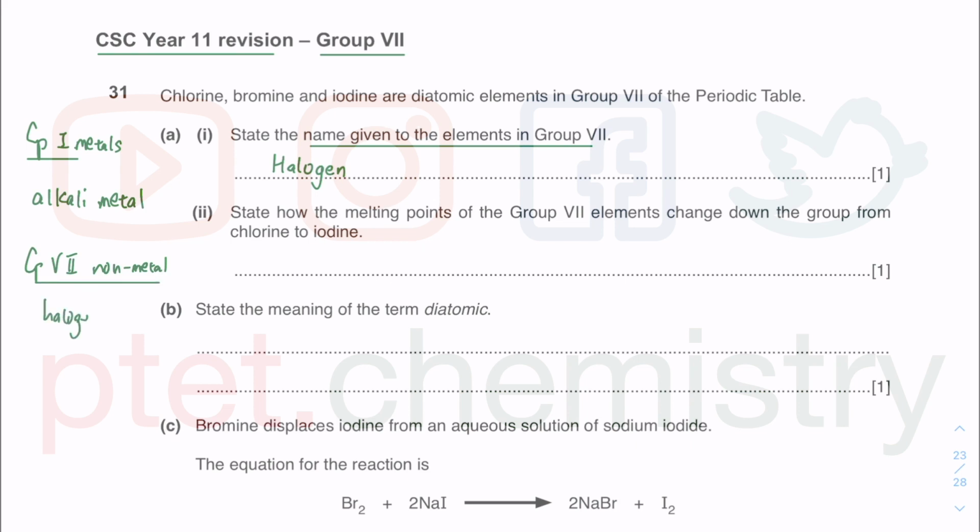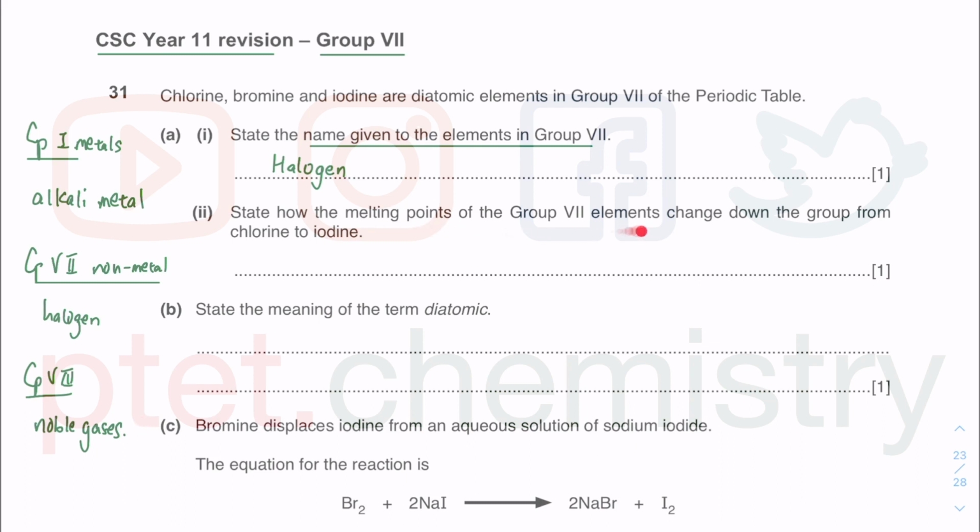And group 8 has a special name as well. They are non-metals. They are called noble gases. They have a fully filled outer shell, and therefore they don't react with anything. They don't form bonds with anything. They're just happy existing as atoms.